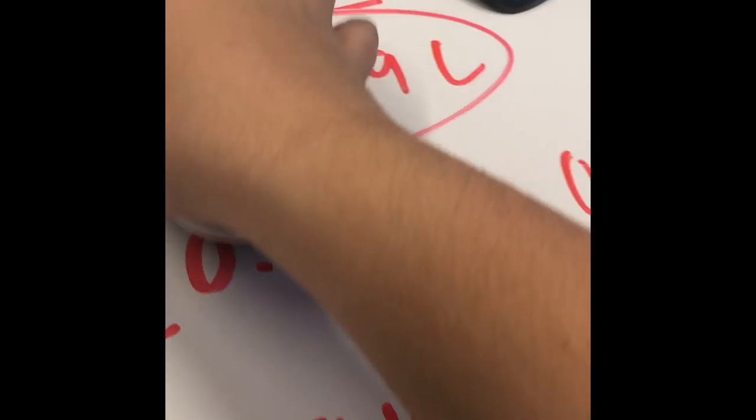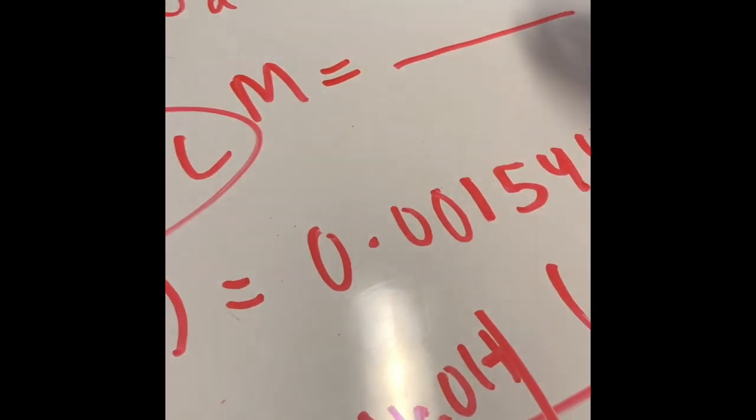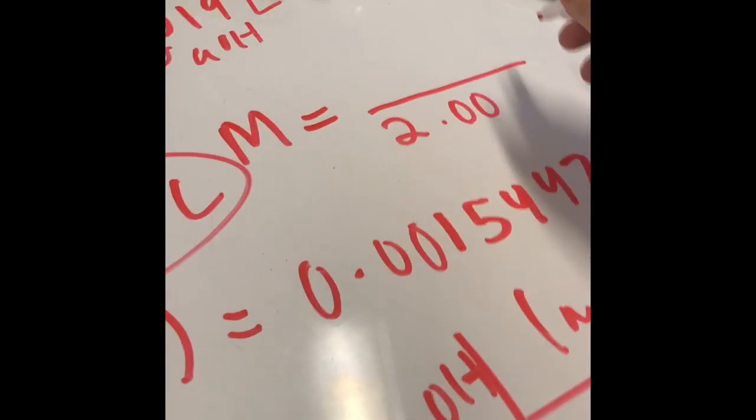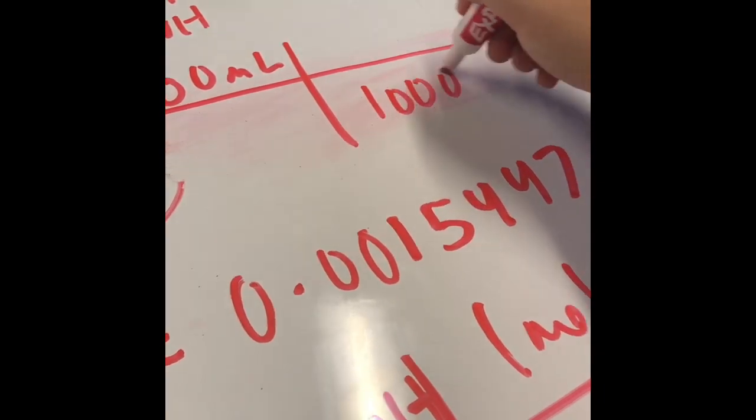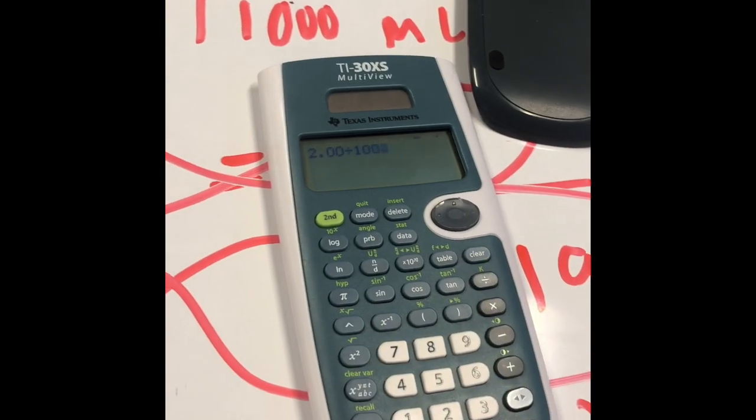So then we take that number and we plug it in to find the concentration. So we started with, so M equals, we started with 2.00 milliliters. So we have to make that liters as well. So now that we did that, we will use that and plug it into the molarity equation.